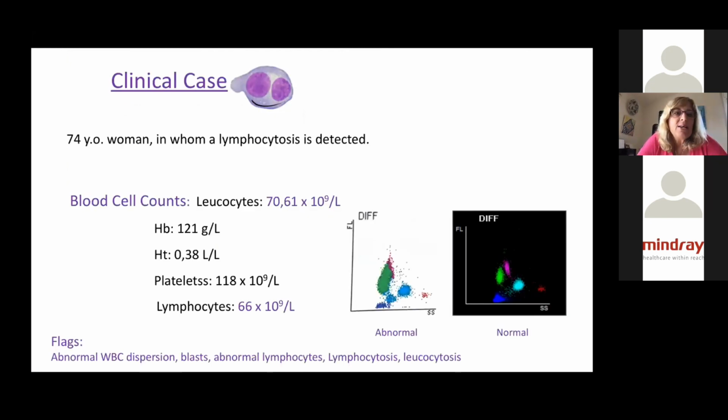Next case was a 74-year-old woman in whom lymphocytosis is detected. Leukocytes were high, hemoglobin normal, platelets a little bit low, and lymphocytes very, very high, 66 × 10^9/L. You can see the abnormal white blood cell dispersion on the graph with a very big cluster in the lymphocyte region. Flags: abnormal lymphocytes, lymphocytosis, and leukocytosis.